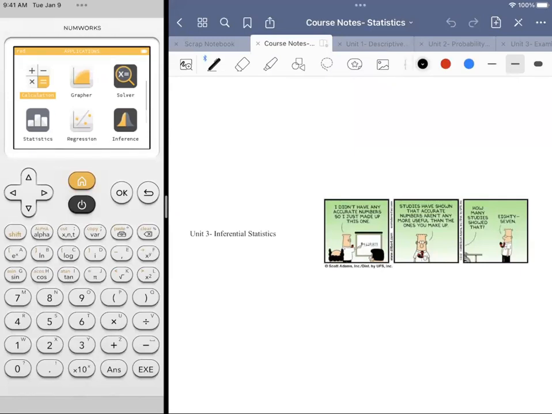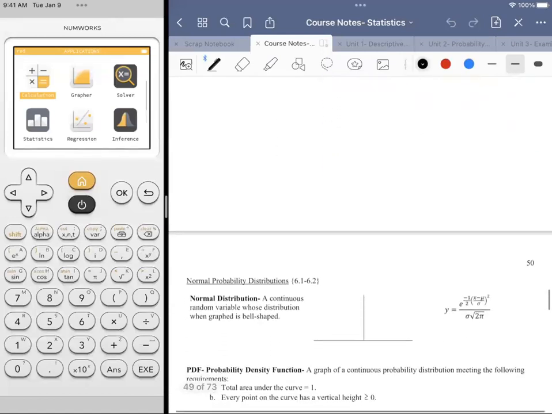So we spent time talking about normal distributions and binomial distributions. We're actually going to pick up with normal distributions, do a little review of that from Unit 1, and then we're going to start to learn how we can apply that content in the context of inferential statistics. All right, so that's a little taste of what's to come.